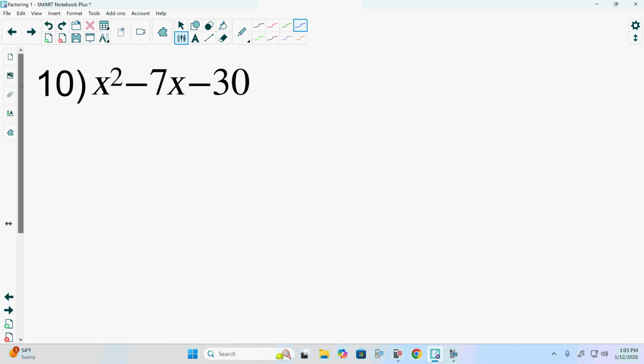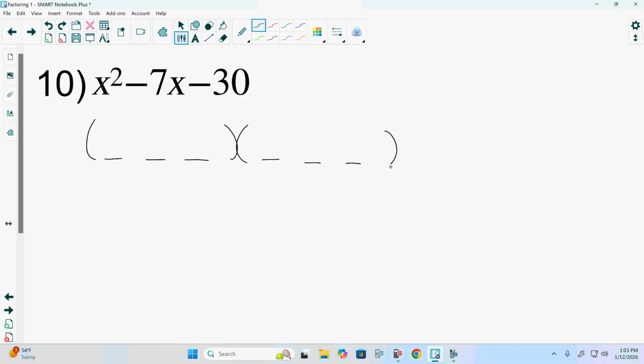X squared minus 7x minus 30. Is there a greatest common factor? Well, no, x squared and 30 kind of give us a hint that there's not one. Not a number in front of x squared, not a variable with 30, so there's not anything in common.